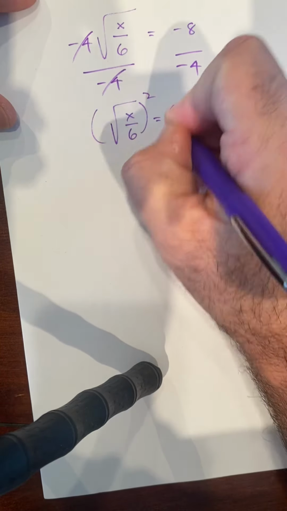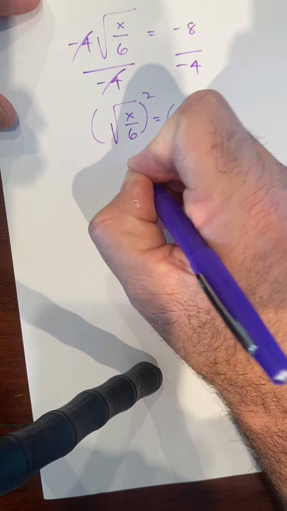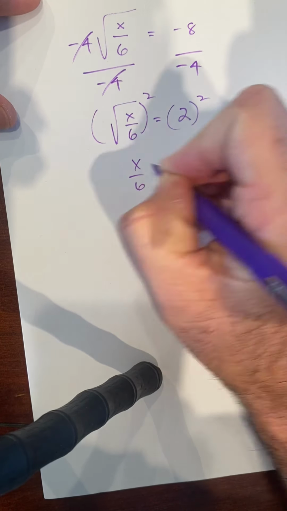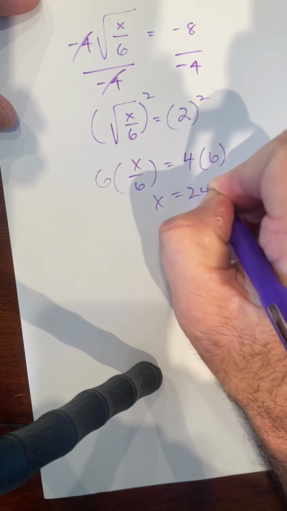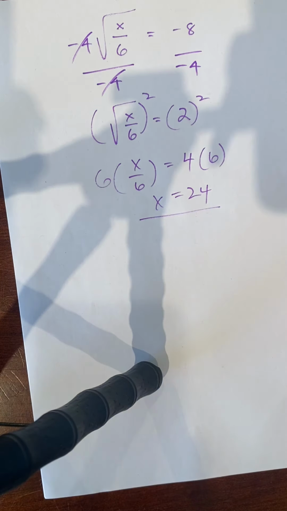Now square it. And x over 6 equals 4. Multiply both sides by 6. And x is 24. There you have it. That's how you solve radical equations.